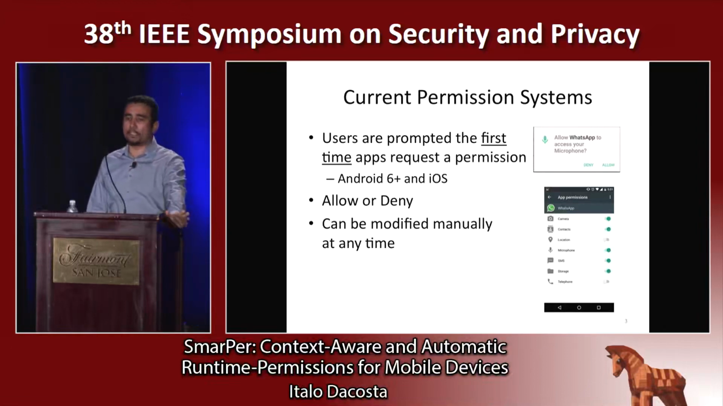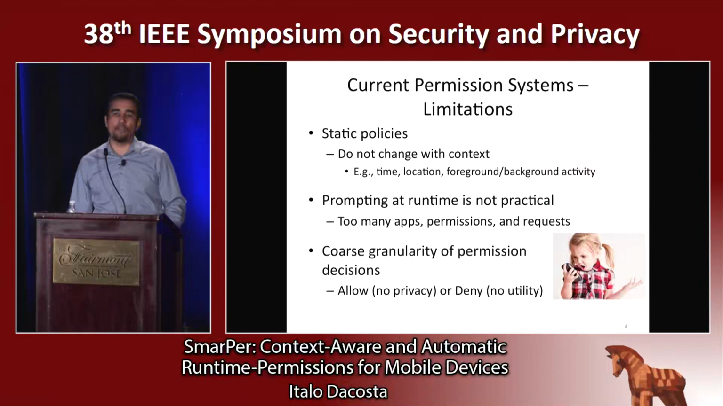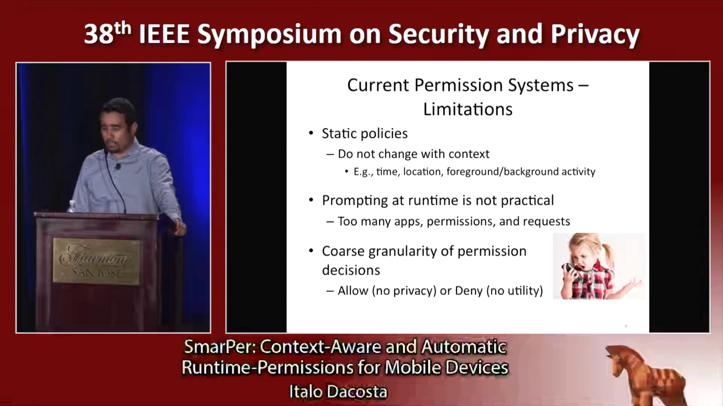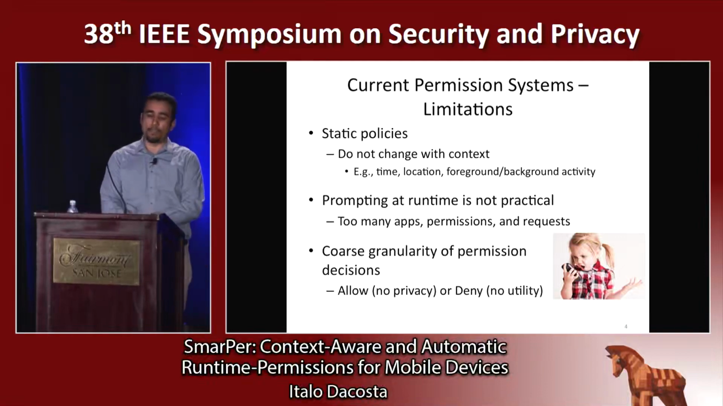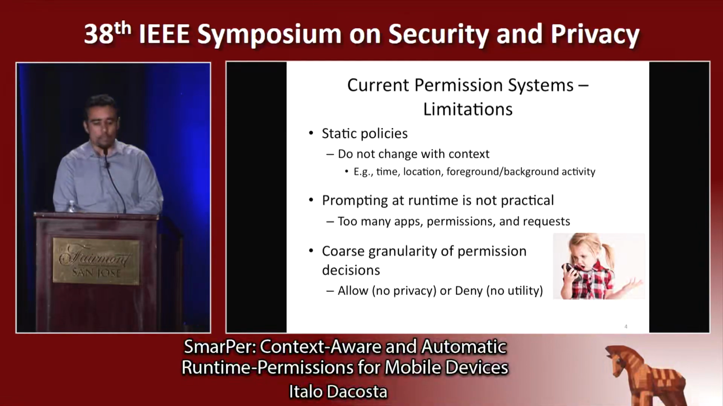This is pretty straightforward, and it's an improvement over previous permission models, but there are several limitations that affect how effective this is in practice. One of the limitations of the current permission system is that these decisions are static. That is, they don't change according to different contexts of the user.